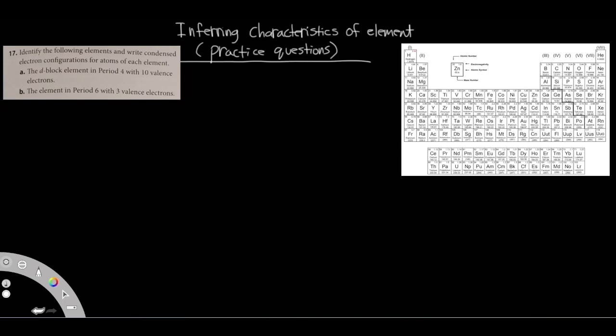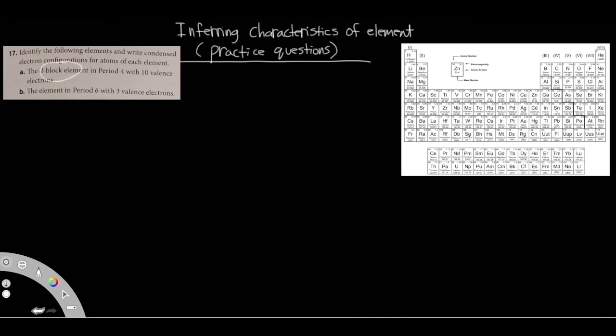Inferring characteristics of an element with some practice questions. Let's start with this question up here. Number 17. Identify the following elements. We have to find out the elements of each single one for A and B and write the condensed electron configuration for the atoms of each element.